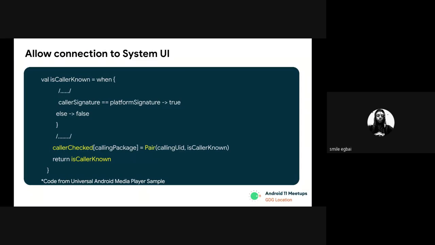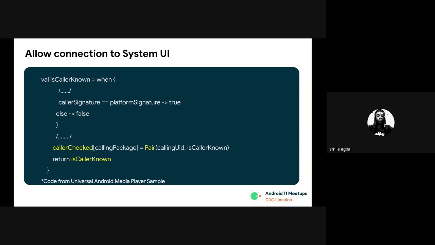Now, we could take a little bit of a deep dive into how we would allow connection to the system UI. So one thing I'd like to note is this code is actually available from the Universal Android Media Player. So there are lots of samples in which you could do most of these things and be able to adapt your apps as quick as possible if you haven't already been following these guidelines previously. So this is actually just a snippet that shows an example of how to check the platform signature. And the platform signature here would actually be the Android system UI, and that comes in the form of a package name, which would be com.android.systemui.